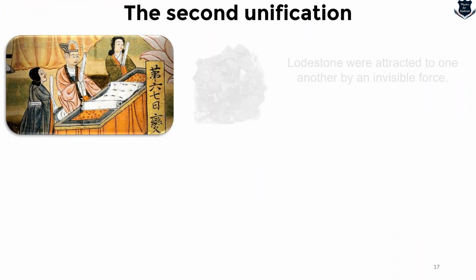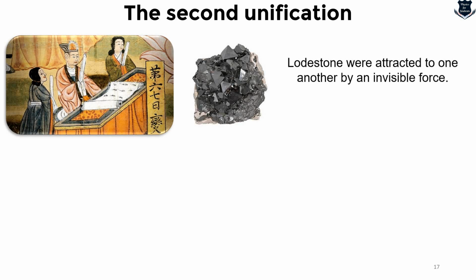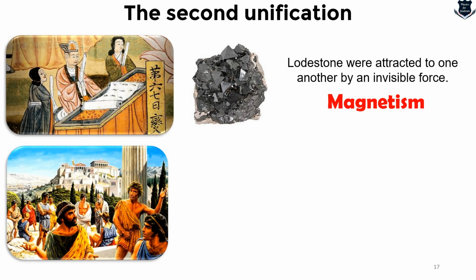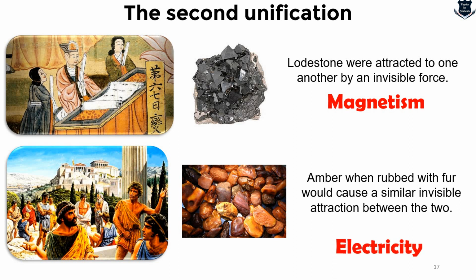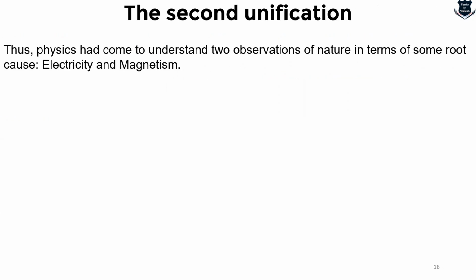Now you see that the ancient Chinese worked with something called lodestone, and they found that things were attracting to each other and they were unable to explain that phenomenon. It is called an invisible force, and that is basically the source of magnetism. The ancient Greeks, even prior to that, found out something called amber, which when rubbed would cause a similar invisible attraction between the two, and this is called electricity. So along with the forces of nature, which are things falling, gravity, the ancient Greeks, Chinese, Indians, I mean to say every human civilization, when they struck a piece of stone with another, and they found something which is attracting, they had already discovered magnetism and electricity.